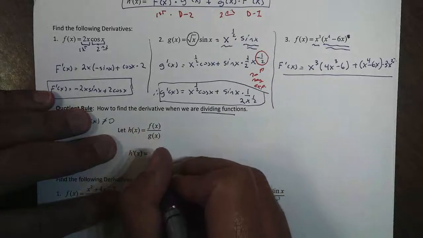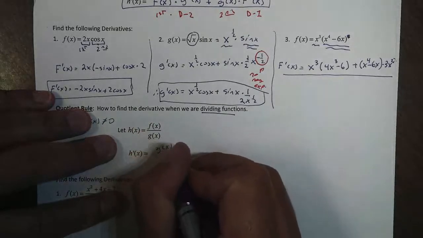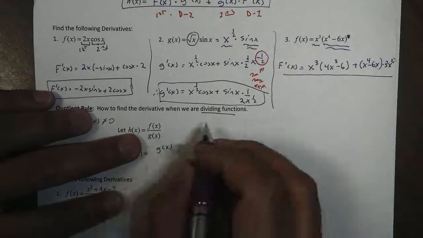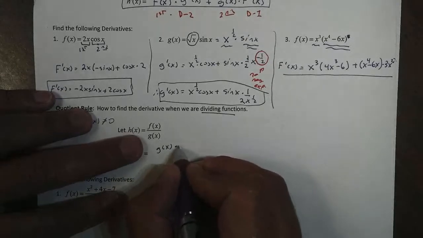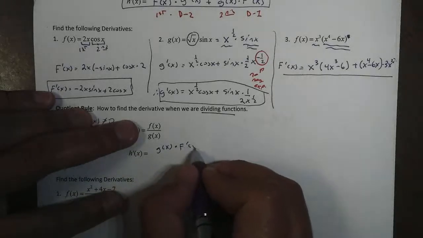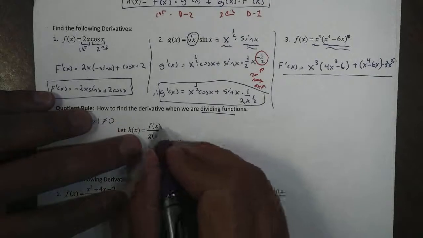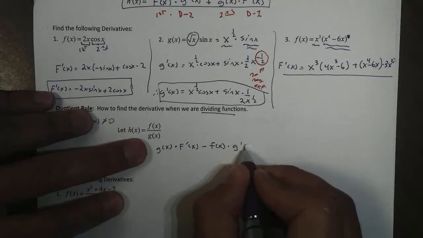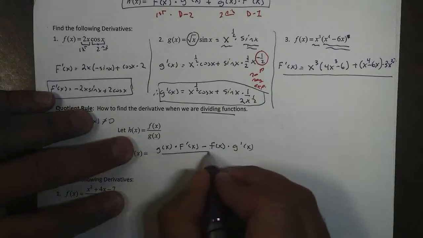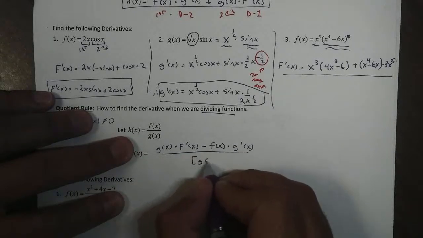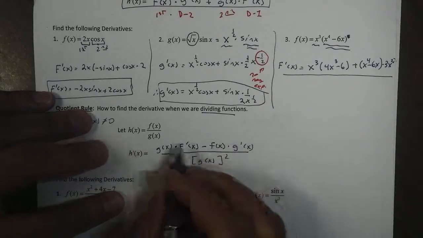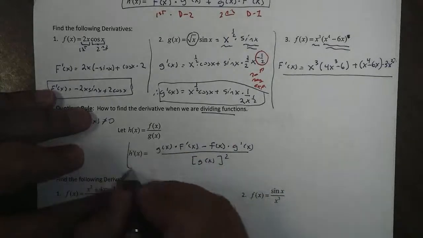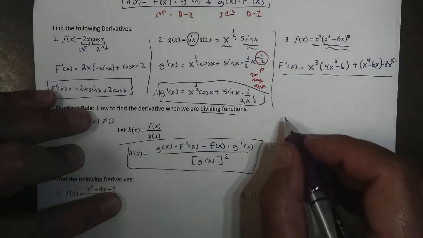So to take the derivative, we're going to go low. We're going to take the bottom function, g of x, multiply that by the top function, f prime of x, minus the top function, f of x, times the derivative of the bottom, which is g prime of x, all over the bottom squared. I have a very hard time remembering it this way, so I remember a little ditty.